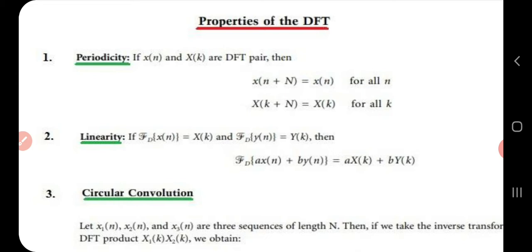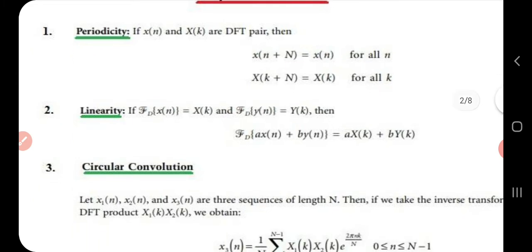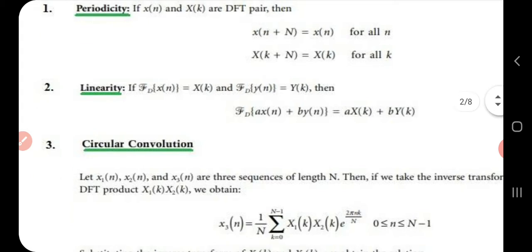These are the properties. The first property is periodicity. Suppose that you have got two DFT sequences, that is x of n and X of k, and they are termed as DFT pair. Then x of n plus capital N is equal to x of n for all n. Then capital X of k plus N is equal to X of k for all k. Here x of n and X of k are DFT pairs and the capital N is actually the length of the sequence. Next is linearity.